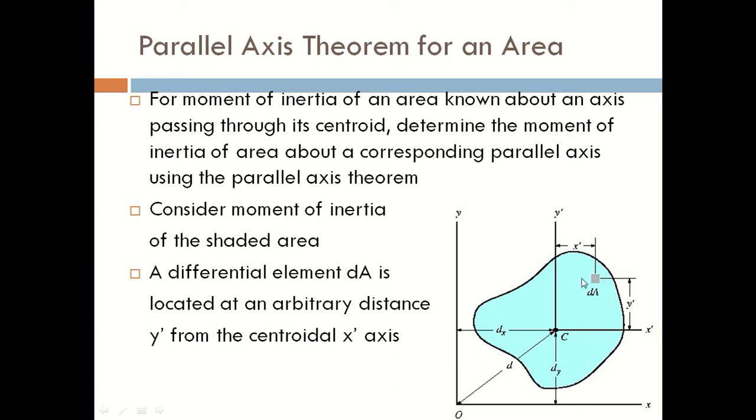So the distance of this elemental area dA is y dash from the x dash axis and x dash from the y dash axis. Also the centroidal distance of this plane lamina is dy from the x axis and dx from the y axis. So here we will find out the moment of inertia of this plane lamina about the x axis and y axis, because this x axis is parallel with the axis passing through the centroid and this y axis is parallel with the y dash axis passing through the centroid. So by using the parallel axis theorem, we will find out the moment of inertia.